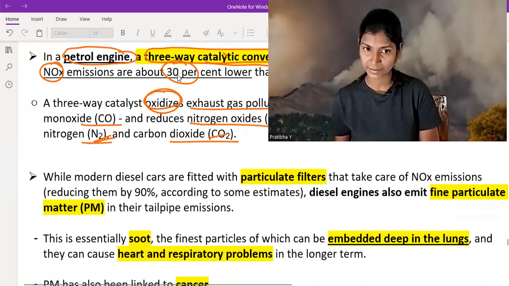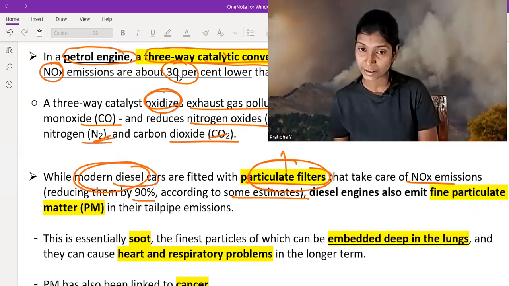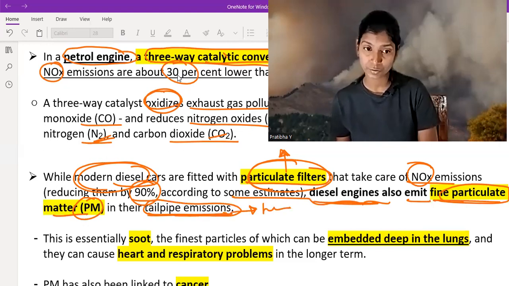While modern diesel cars are fitted with particulate filters that take care of NOx emission, reducing it by 90% according to some estimates. So in a modern diesel engine, a particulate filter is embedded, reducing the emission of NOx by up to 90%. And diesel engines also emit fine particulate matter in their tailpipe emission. So it reduces the NOx emission, but we have to remember that diesel engines also emit fine particulate PM matter in their tailpipe emission, which is harmful for the respiratory system. This is essentially soot.